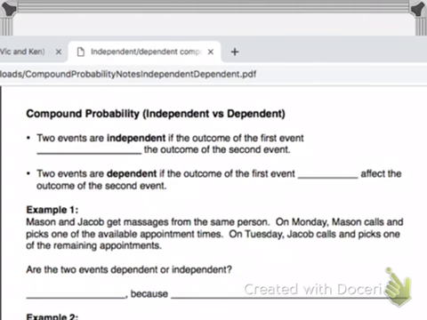Well, what do you think? They're dependent because when Mason called the first time, he took one of the available spots, and Jacob called the next day and there were only some of the ones left. Those are the remaining ones because Mason got the one he wanted.